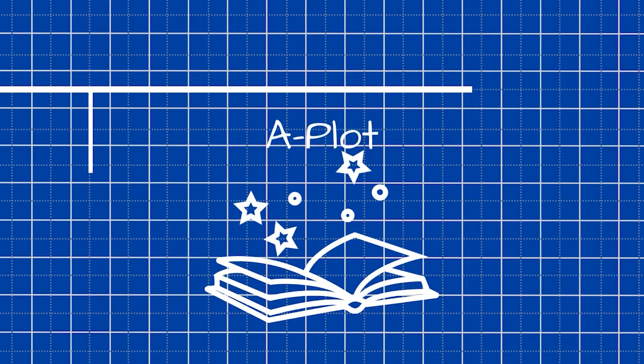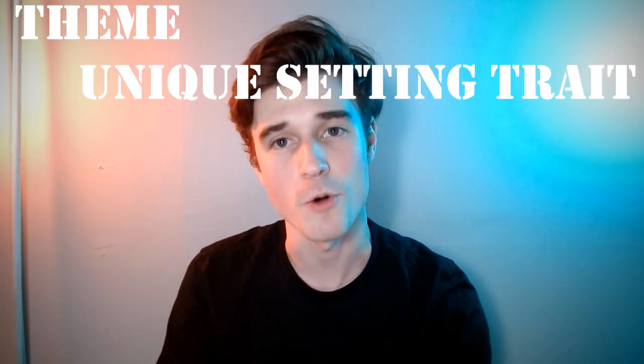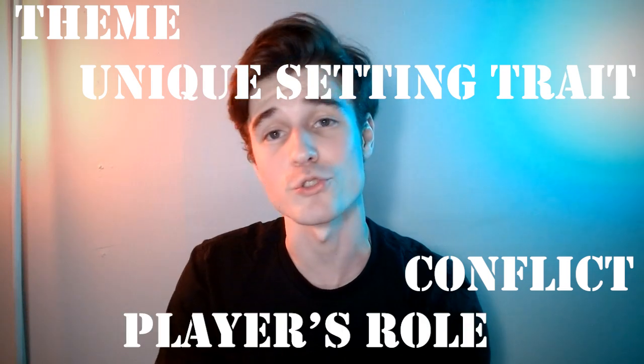The conflict that we choose in our brainstorm, we're gonna designate as our A-plot. This will matter later on, just know that it means that this conflict permeates throughout the entire campaign. All you need to do now to create your player plot hook is to combine your theme with your unique setting trait, with your conflict and your player's role in it. And without further ado, this is my campaign hook for this freshly made setting.